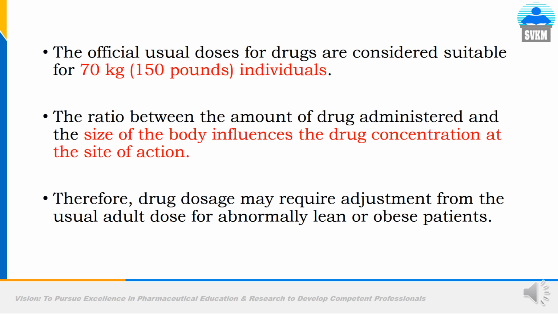The official usable doses for drugs are considered suitable for a 70 kg individual. When you convert that 70 kg to pounds, you will get 150, and that's why this 150 is put in this formula. The ratio between the amount of drug administered and the size of the body influences the drug concentration at the site of action. Therefore, the drug dose may require adjustment from the usual adult dose in abnormally lean or obese patients.